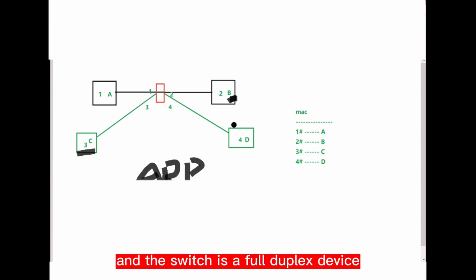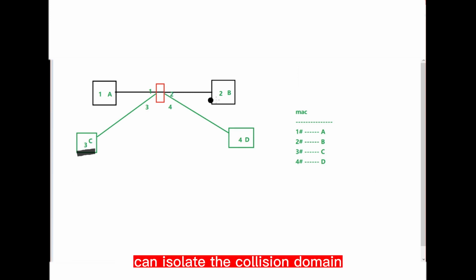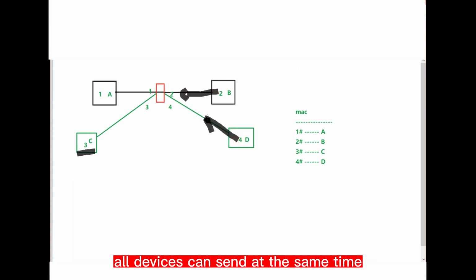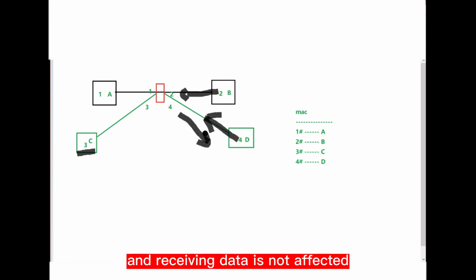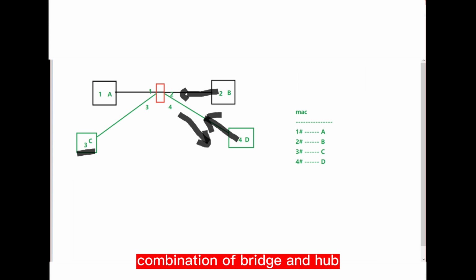And the switch is a full duplex device. The interface of the switch can isolate the collision domain. All devices can send at the same time, and receiving data is not affected. So in fact, you can understand the switch as a combination of bridge and hub.